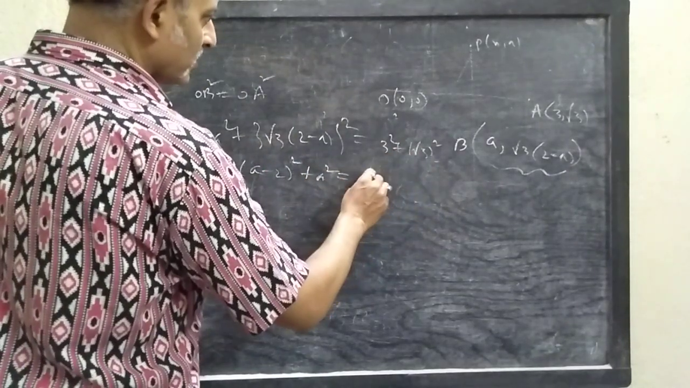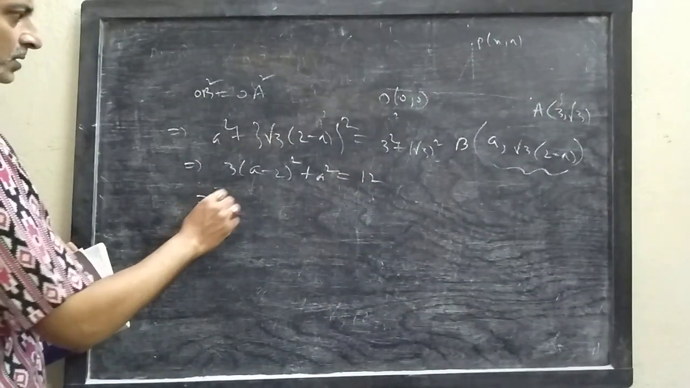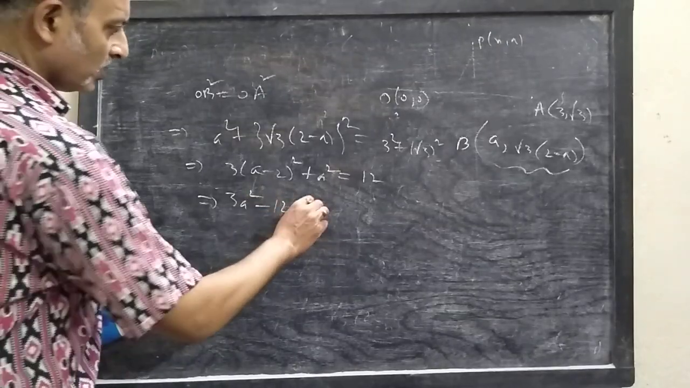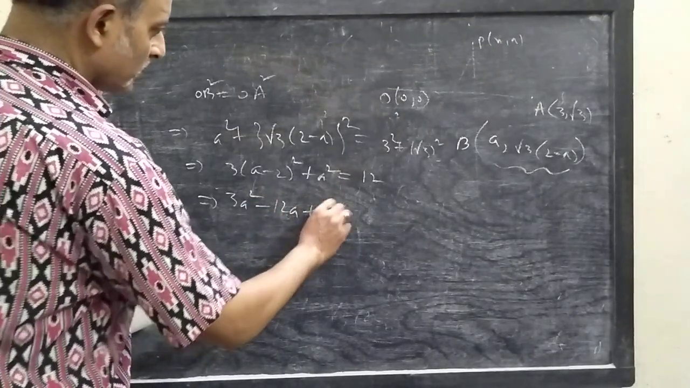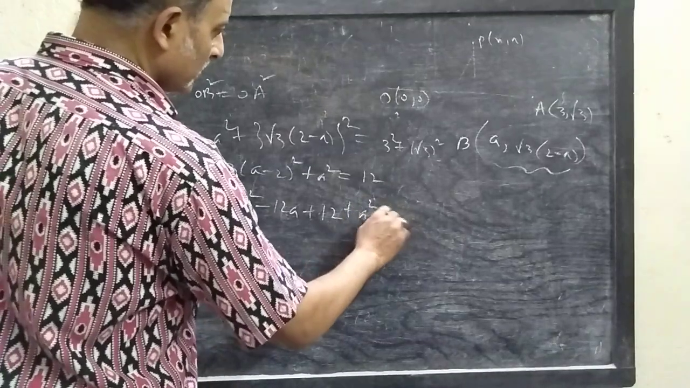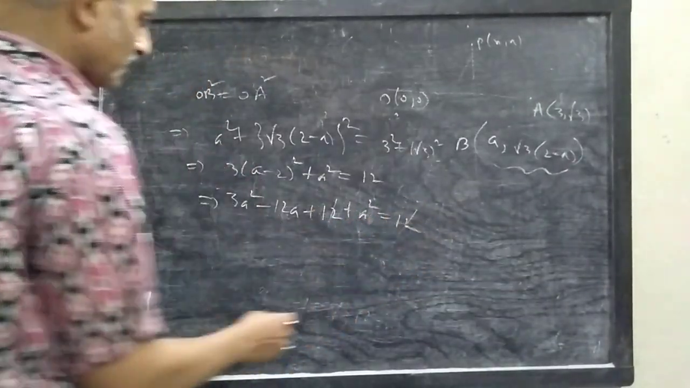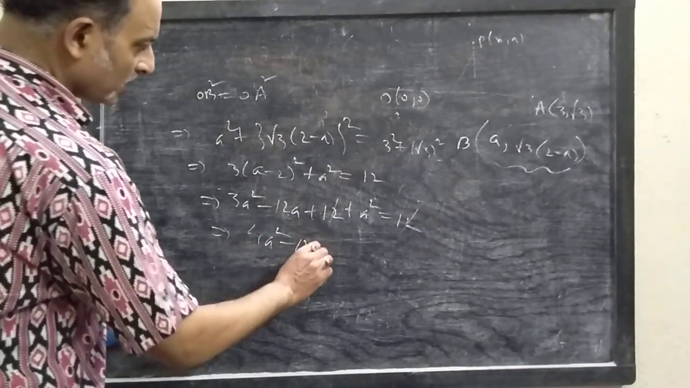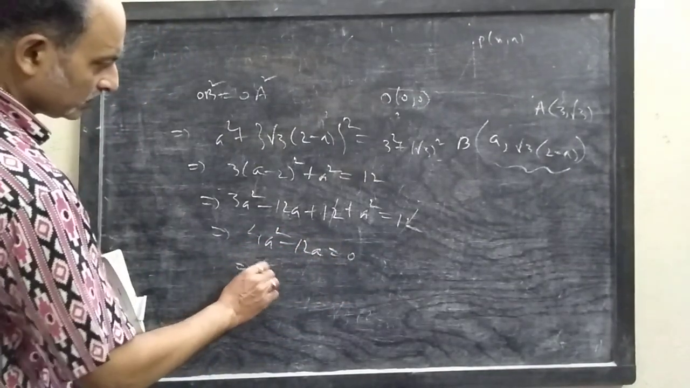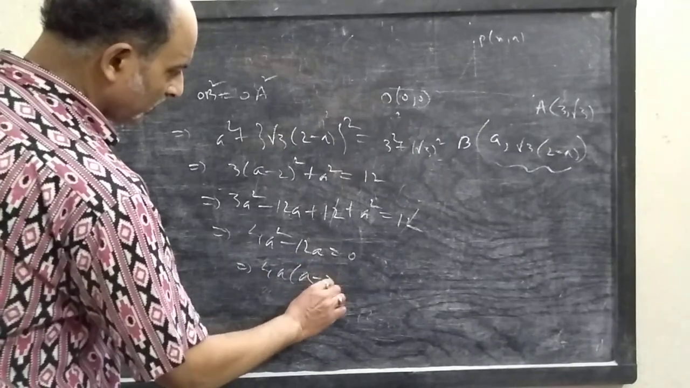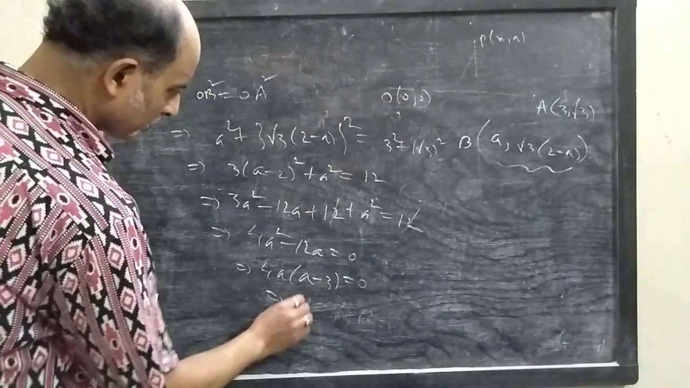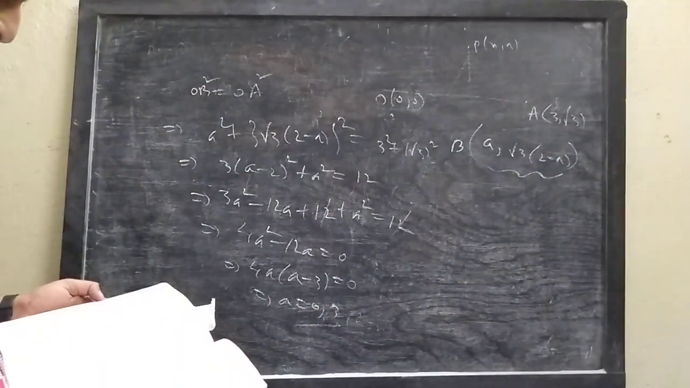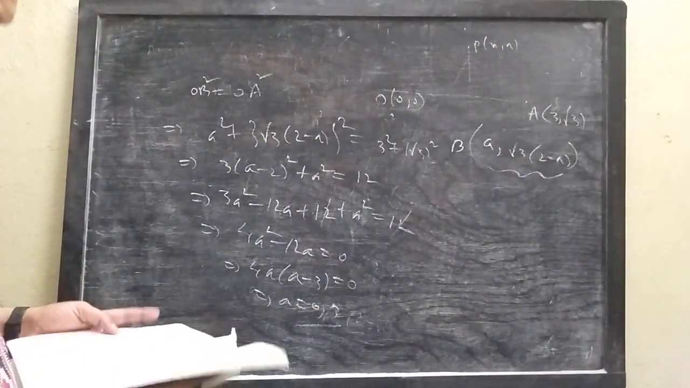This becomes 9 plus 3, 12. This becomes 3A square minus 12A plus 4 threes are 12, plus A square equals 12. 12 cancels. This becomes 4A square minus 12A equals 0. 4A into (A minus 3) equals 0. This becomes A equals 0 or 3. Possible values of A are 0 or 3, right?